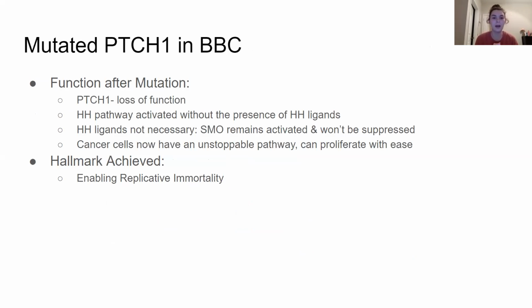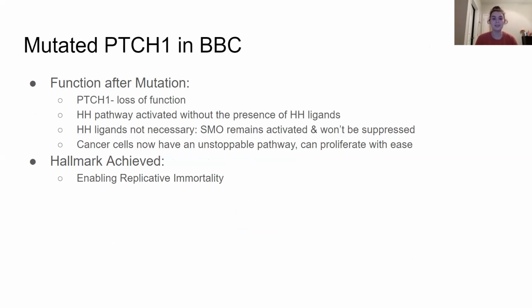Now I want to talk to you about what happens whenever there is a mutation in Patched 1. We know it's a tumor suppressor gene, so that means it loses its function. And when it loses its function, there's no need for the Hedgehog ligands to be present in order for the Hedgehog pathway to become activated. They're not necessary anymore, because Patched is no longer there suppressing Smoothened. It's going to remain activated, and the pathway will no longer be suppressed.